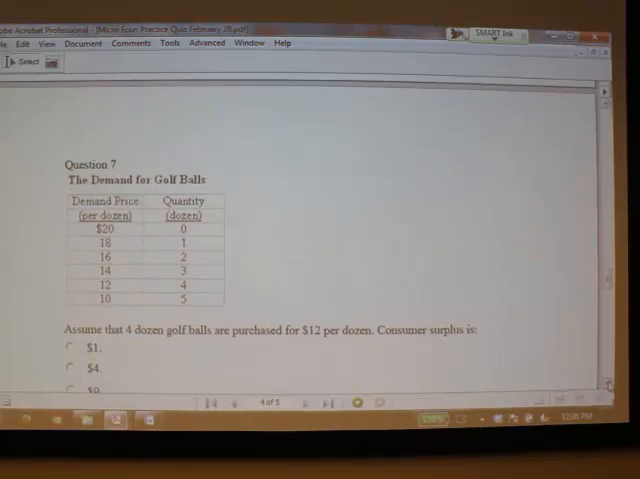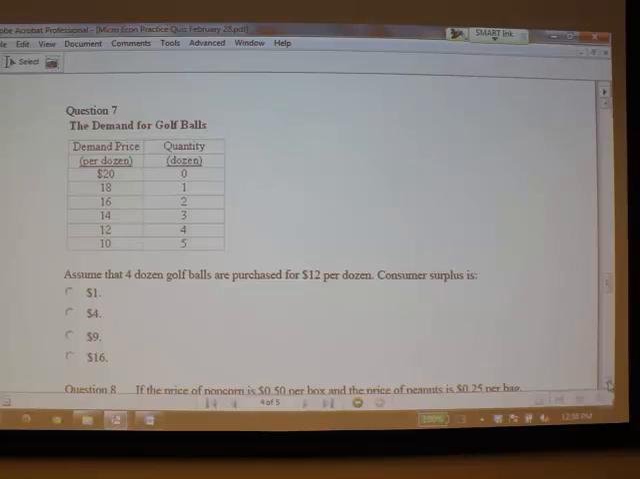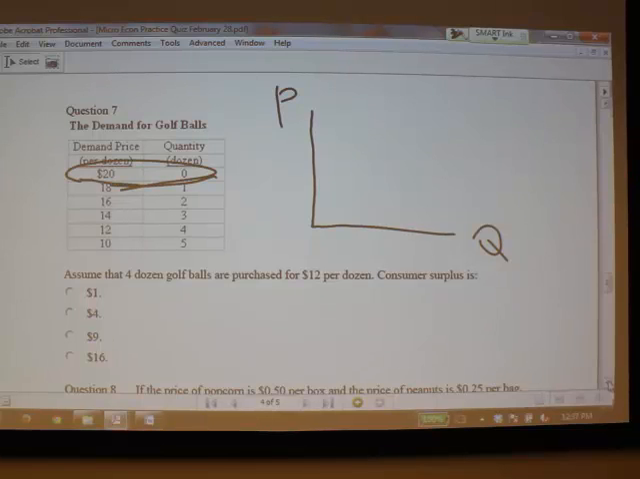Question 7. There are a couple ways that you might try to answer this, but only one of the ways will give you the right answer. And that is to draw the demand curve and then calculate consumer surplus using the method I showed you in a previous lecture. So here we'll draw the demand curve. Really, you just need to find the two endpoints, because this is a straight line demand curve. 20 and 0 and 10 and 5.